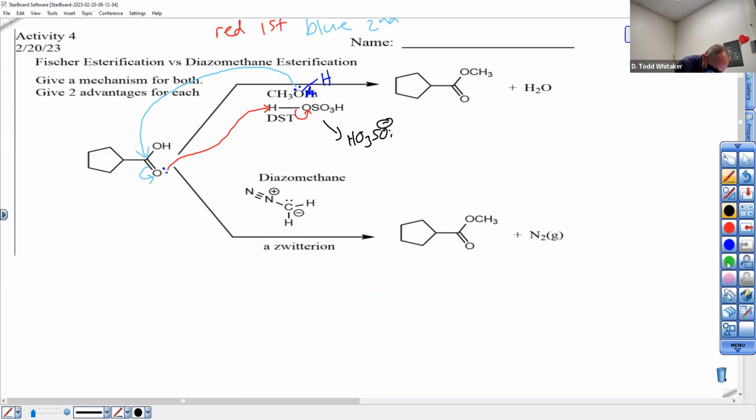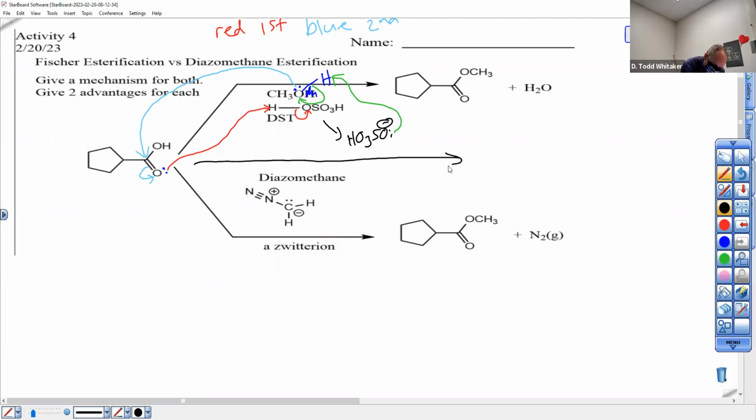And we'll go with green. Neutralizes your oxonium. And you are at this stage right now. Go with the blue here. Oh, black. Stage right here. Got an O. It's got an H on it from the catalyst. Got the old OH. Got a methoxy.